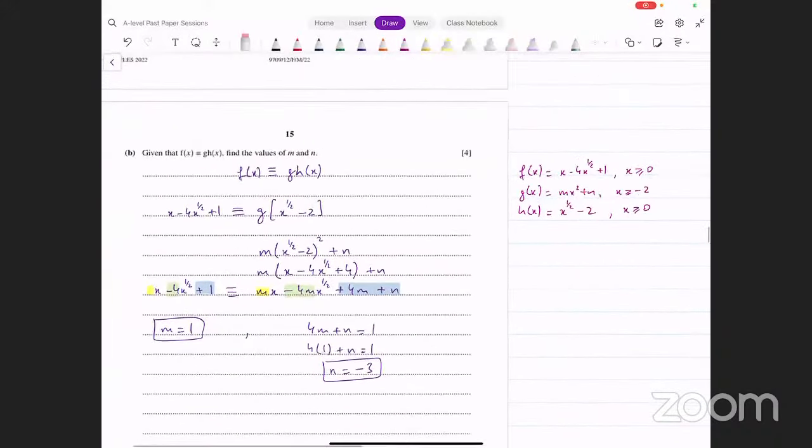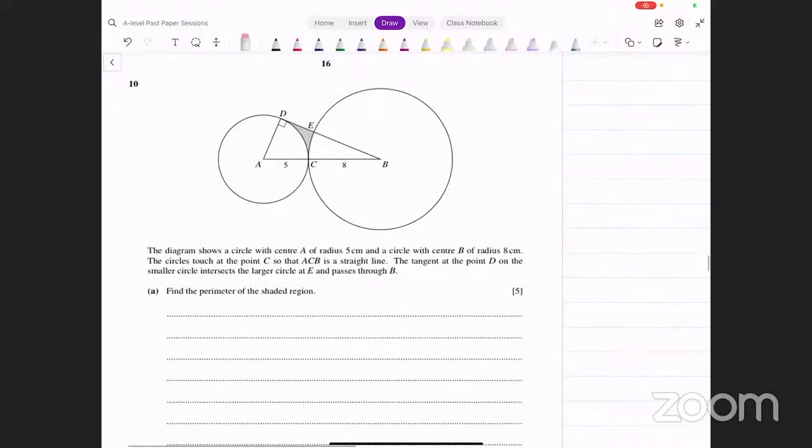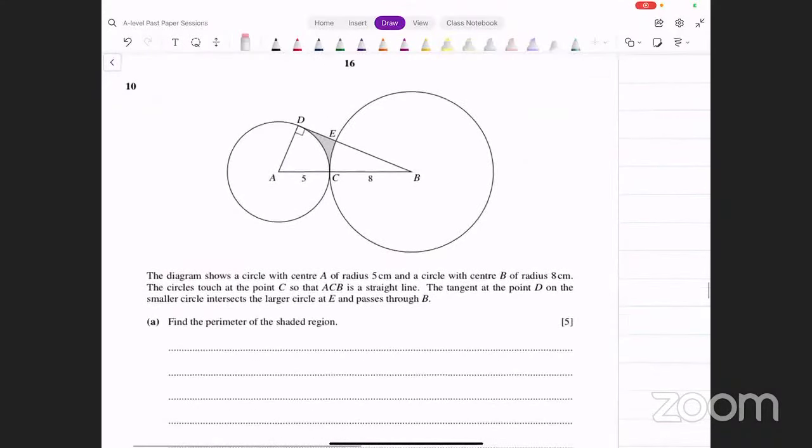That was part B of this functions. Let's move on to the next one. Sure. We've got this, this is circular mirror. Again, we've got a circle. So that's the third time we are seeing circles in a question, but this is different.